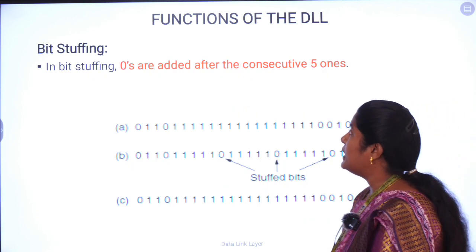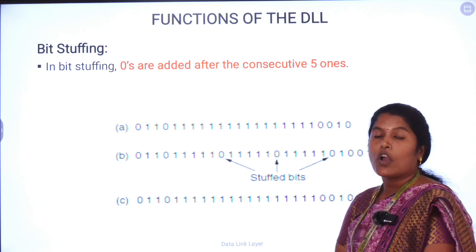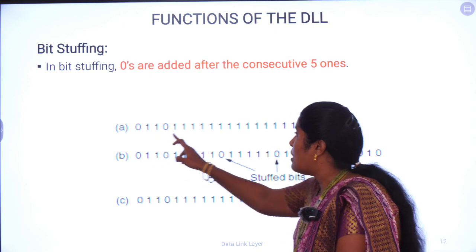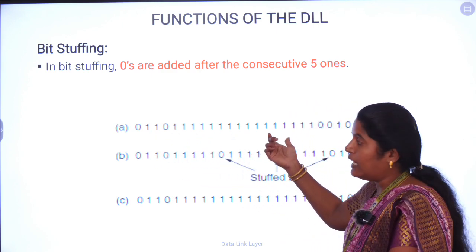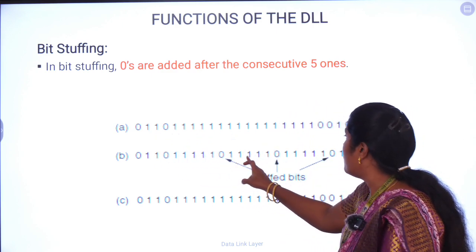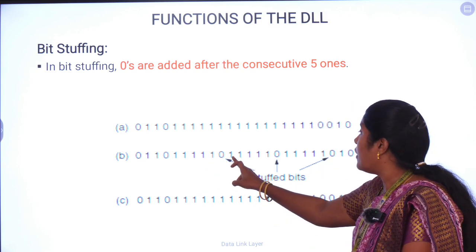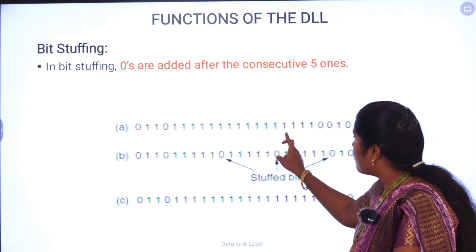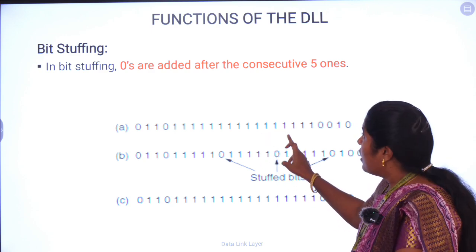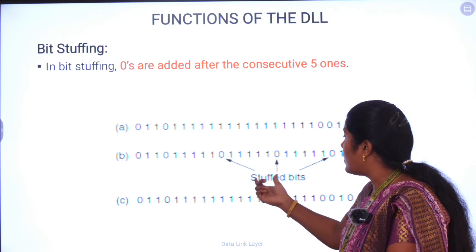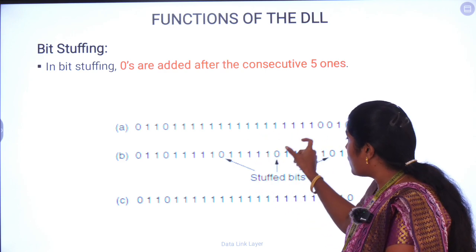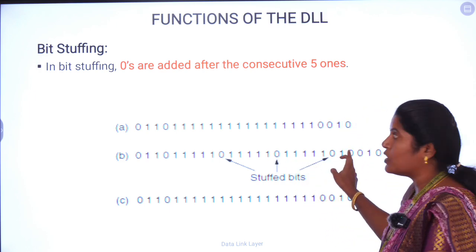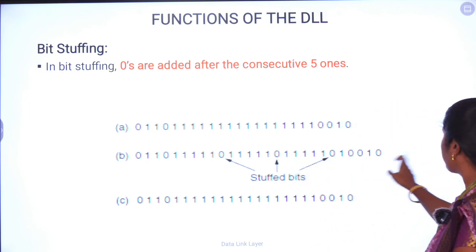Next, let us move on to bit stuffing. In this technique, we add a zero after 5 consecutive ones. For example, this is the original message at the sender side. After stuffing, it becomes this. Here we could see that there are 5 continuous ones: 1, 2, 3, 4, 5. After these 5, we have to insert one more 0. So after the stuffed bits, the 5 consecutive ones become 1, 1, 1, 1, 1, 0, 1, 1, 1, 1, 1. This is called bit stuffing.